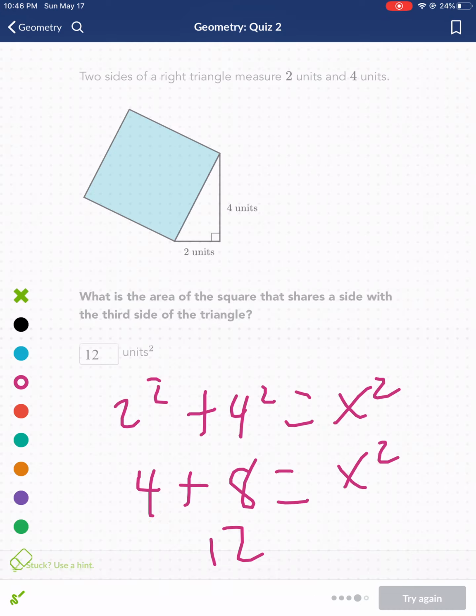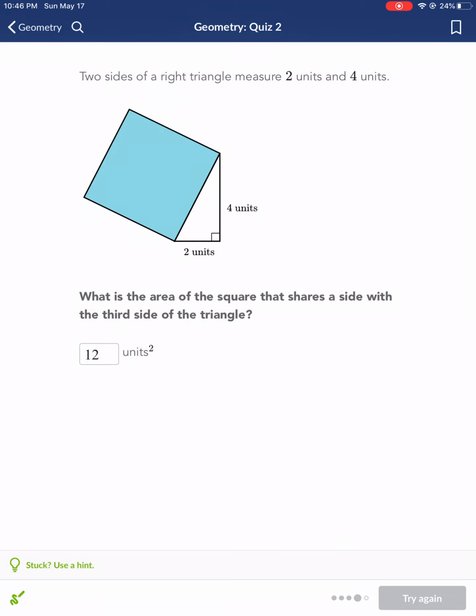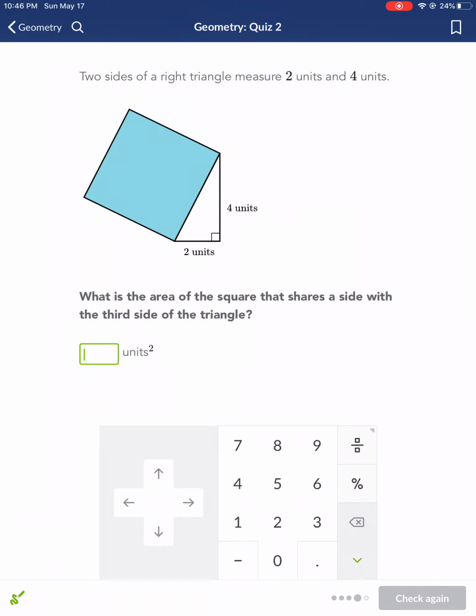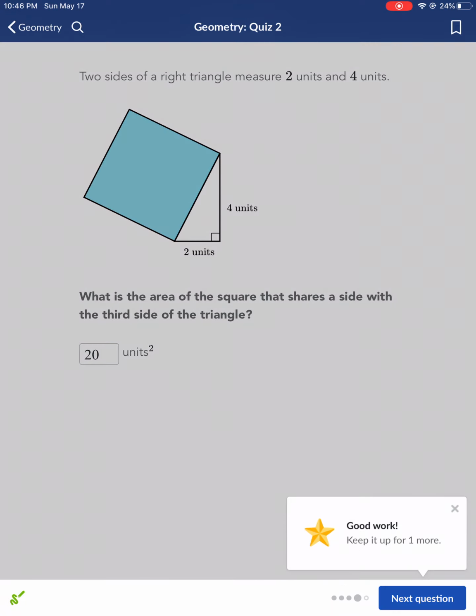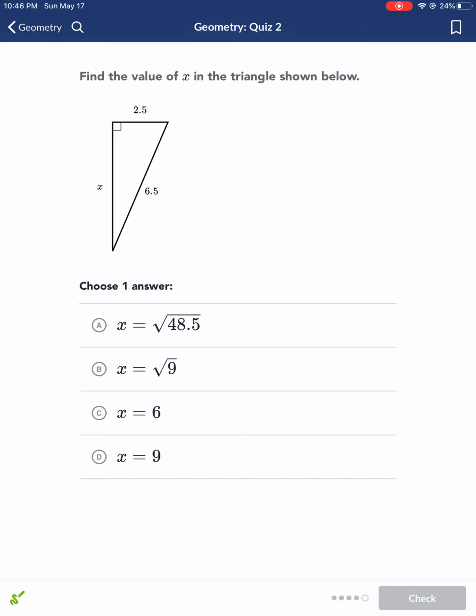So let's try that one again. Sorry, because 4 squared is not 8, it's 16. So that'd be 20. I'm very tired. As you can see, it's 10:46. There we go. All right.